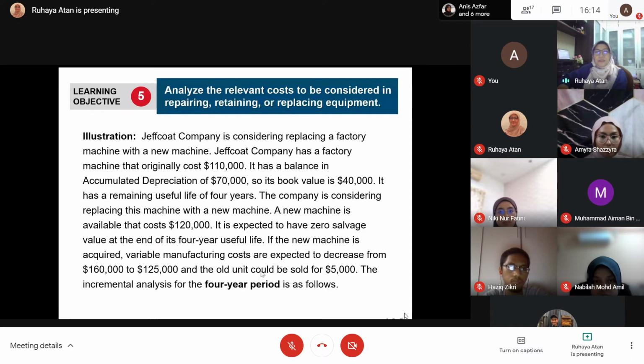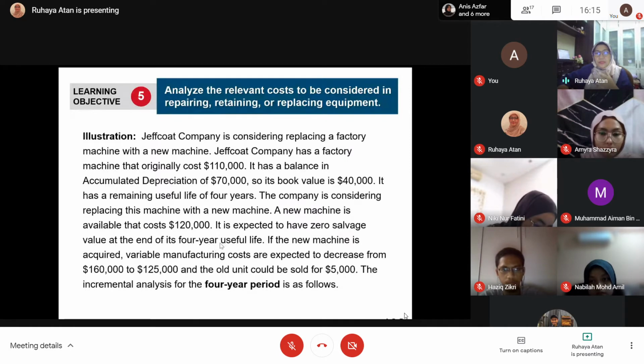What does it mean? It means that if the company uses a new machine, they can save some of the variable manufacturing costs. At the same time, if they buy the new machine, the old machine can be sold for 5,000. So these are the relevant costs that you need to take into consideration, whether you want to buy a new machine or not. So the incremental analysis for the 4-year period, that means for the whole life of the machine, whether it gives you a better value or not. So let's look at the incremental analysis.